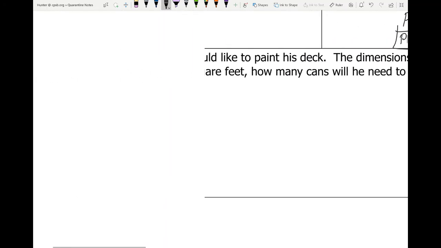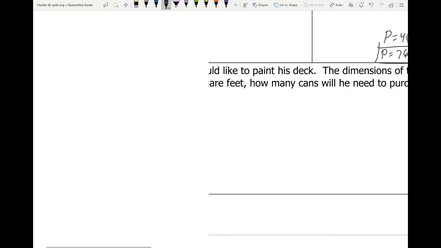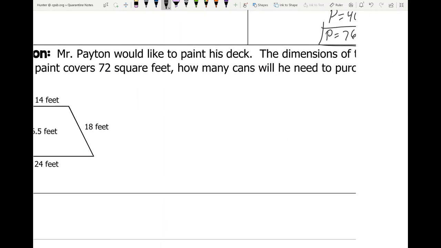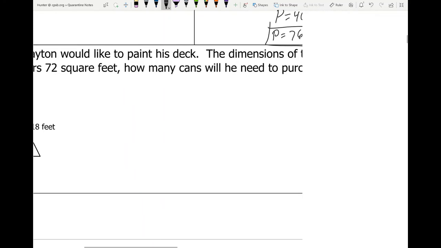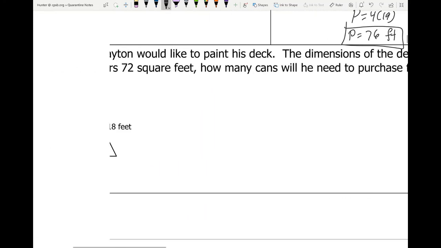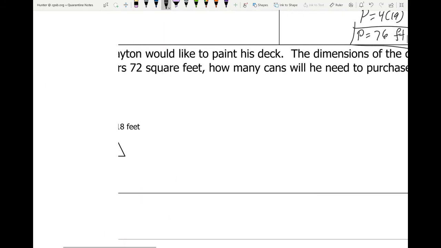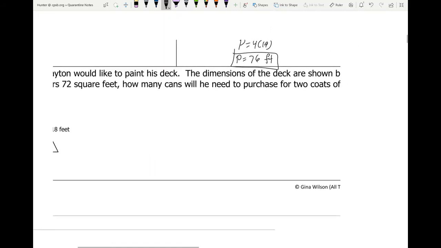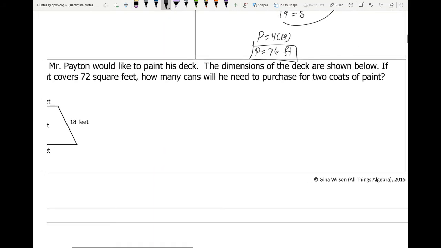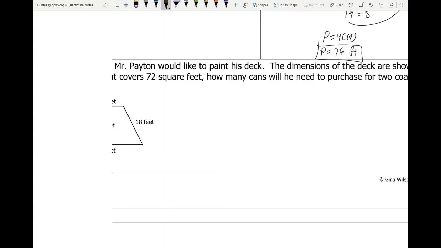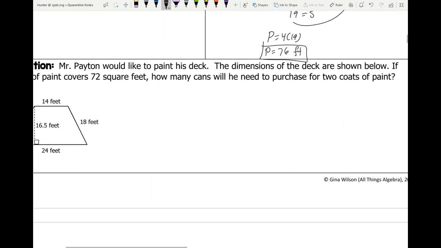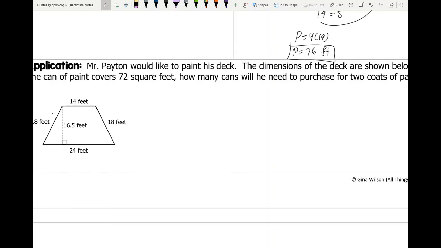There's one more left to do. And this one, because Mr. Peyton, very close to my name, would like to paint his deck. The dimensions of the deck are shown below. If one can of paint covers 72 square feet, how many cans will he need to purchase for 2 coats of paint?